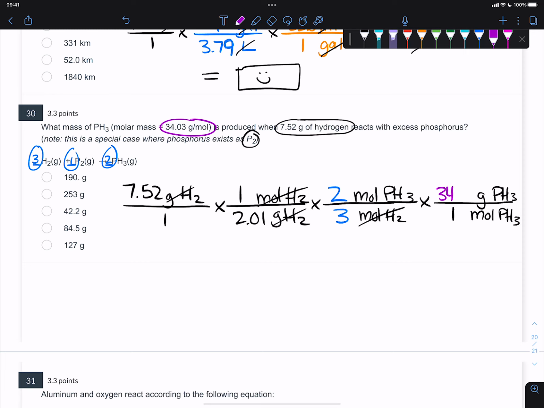It is 34.03. That's the mass of every mole of it. Cancel. Done. Do your math. And you have your answer.